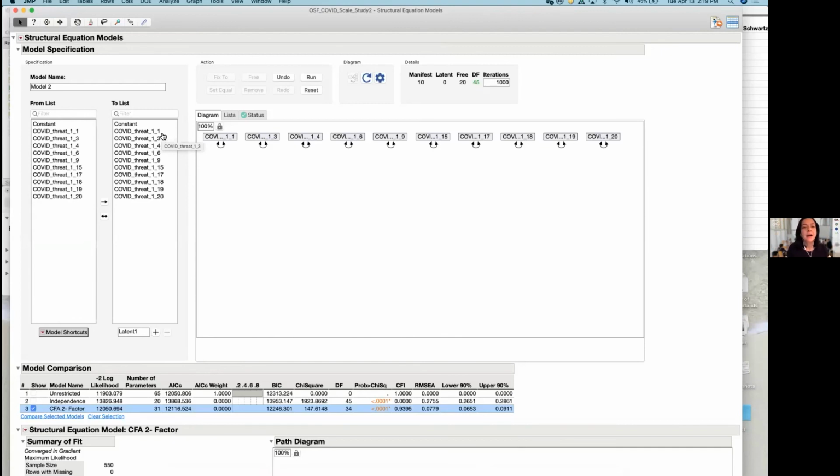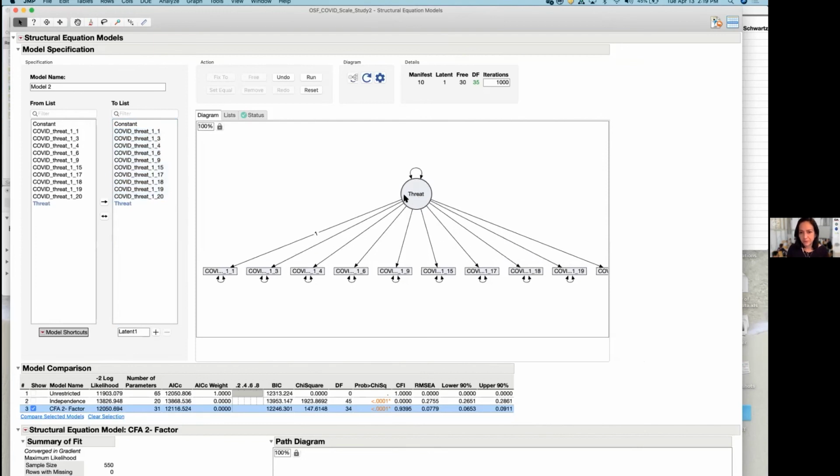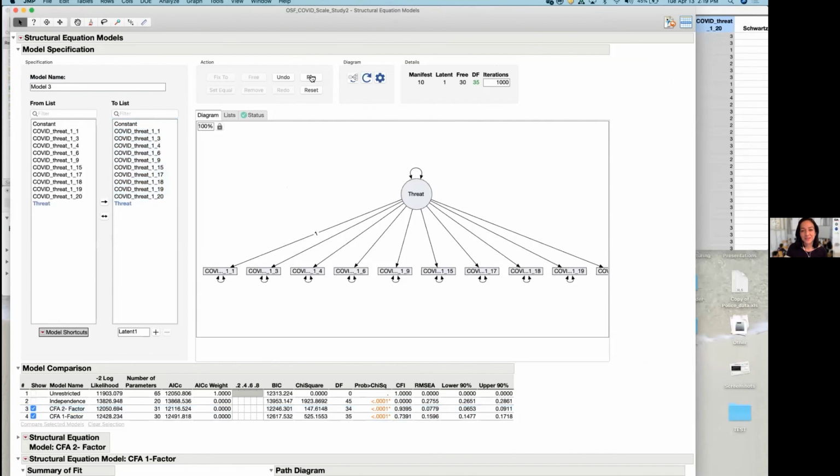In this example, it would be fairly intuitive to think, do we really need two dimensions to measure these perceptions of threat? It might be that I can just have one latent variable, right? And I'm going to call this threat, perceptions of threat. And I can have this type of model where it's just the one threat latent variable. And so I just call that here CFA. I'm going to call this one factor. And I'm going to run this model.